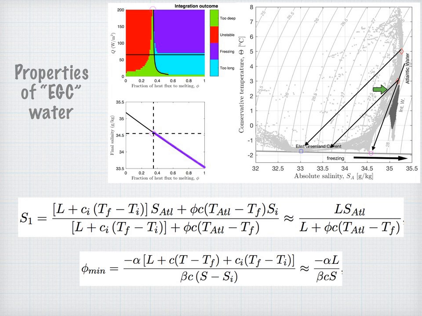So in retrospect, it's quite easy. You just simply take your Atlantic water point here and then take the tangent line for the surface density contour which goes through that point until you hit the freezing line, and that defines the maximum salinity of the water that you can make and call East Greenland current water in this simple conceptual model.